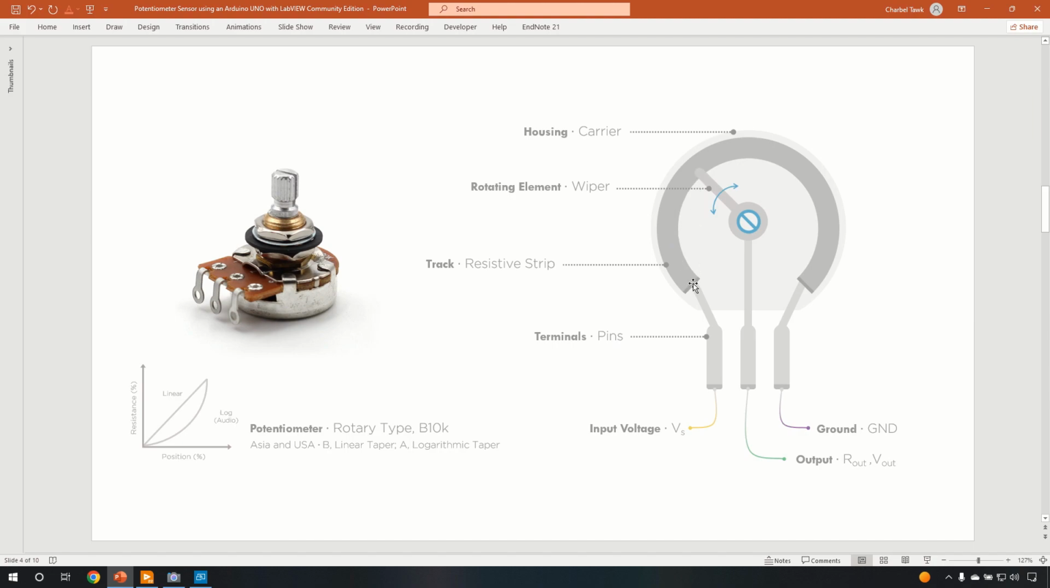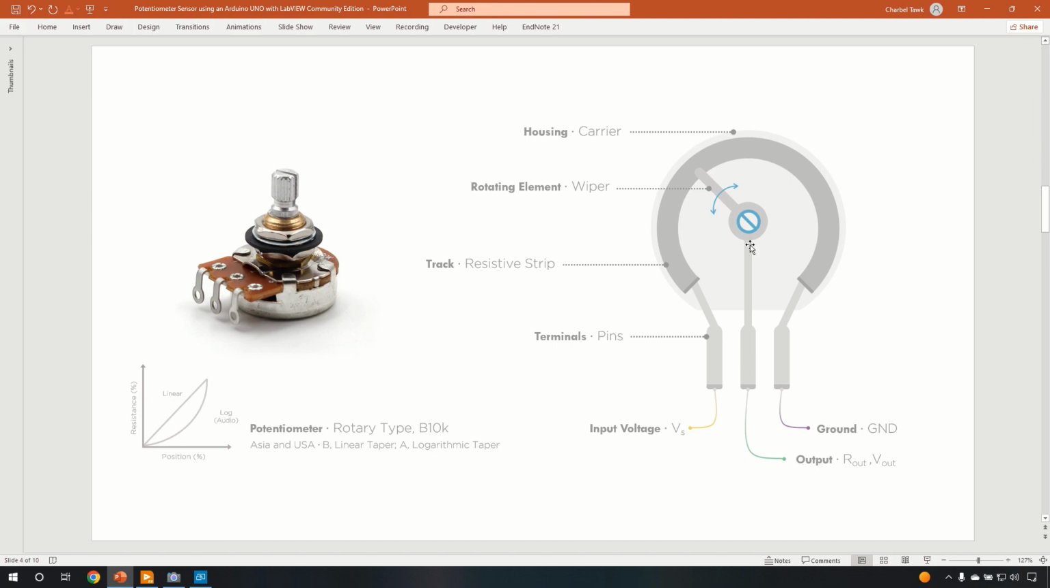In other words, the distance between this point here, which is the first terminal, and the contact point here between the wiper and the resistive strip or track. And notice here how the two ends of the resistive strip are connected to the first terminal and the second terminal. So the first terminal of the resistive track, for example, is connected to a voltage source, let's say 5 volts in this case, because we will be connecting it to the Arduino UNO. And the second terminal is connected to the ground.